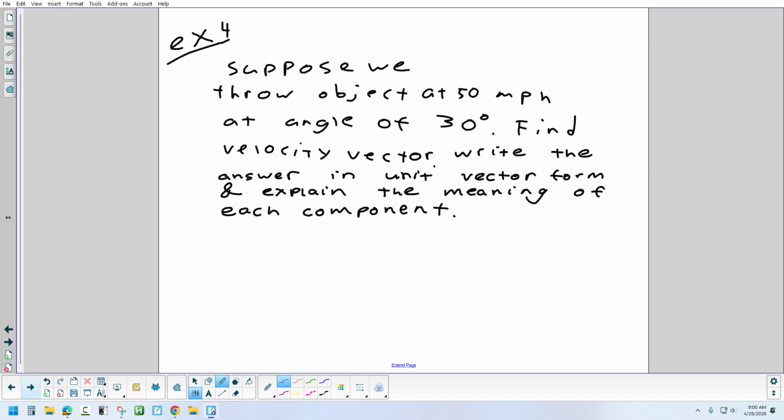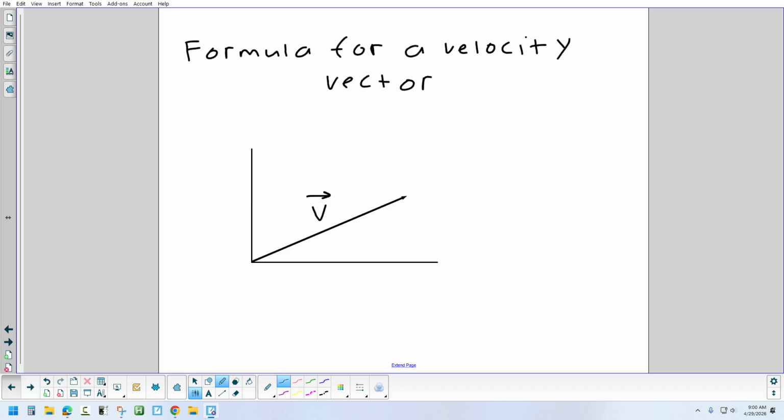Now, when we write a vector, is there any spot in the vector that you plug in an angle? Not really. No, there's no spot for an angle. So you've got to turn this information into something that would work as a vector. That information is not directly giving you a vector. It's giving you the information you need to figure out the vector. So let's look at how we figure that out.